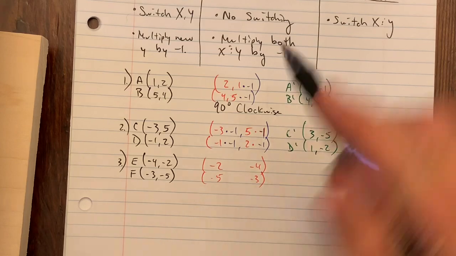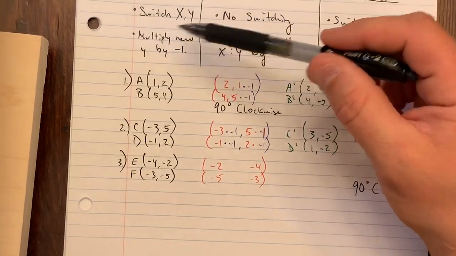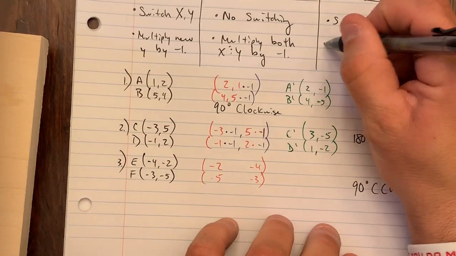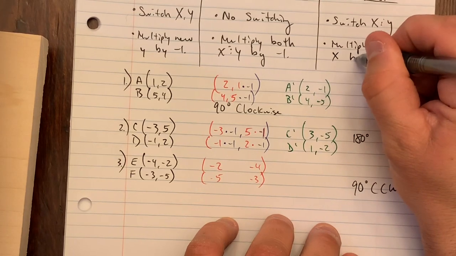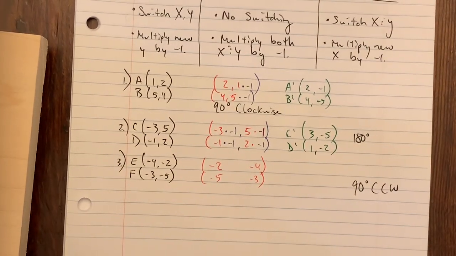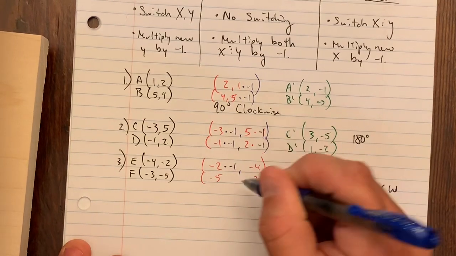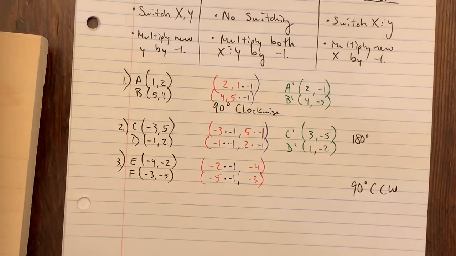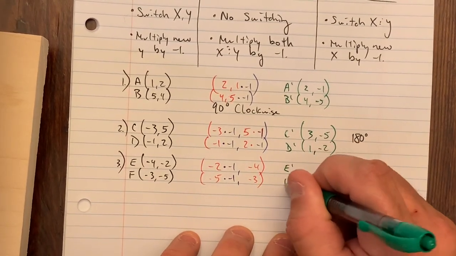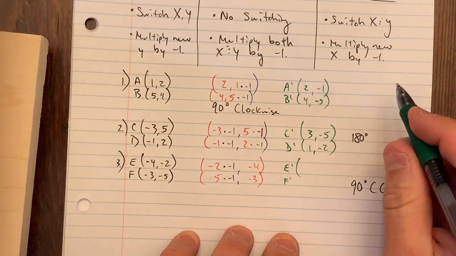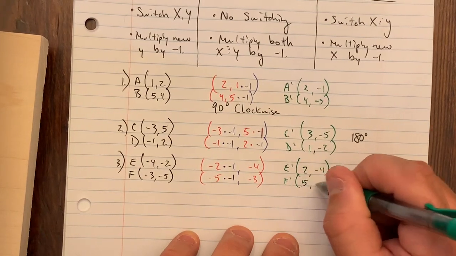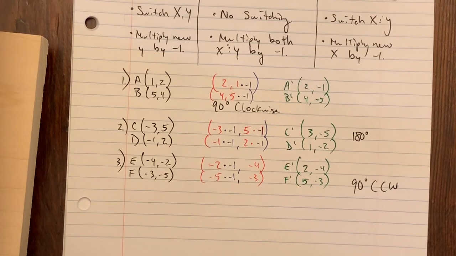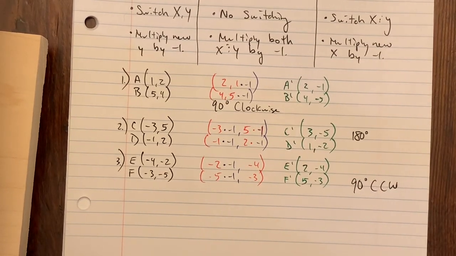For 90-degree clockwise, we multiplied the new y by -1. So counterclockwise, we're going to multiply our new x by -1. So this turns into 2 times -1, 5 times -1. And then when I complete all of this, we have our E prime and our F prime. So our points are 2, -4, 5, -3. So make sure I'm following my rules.